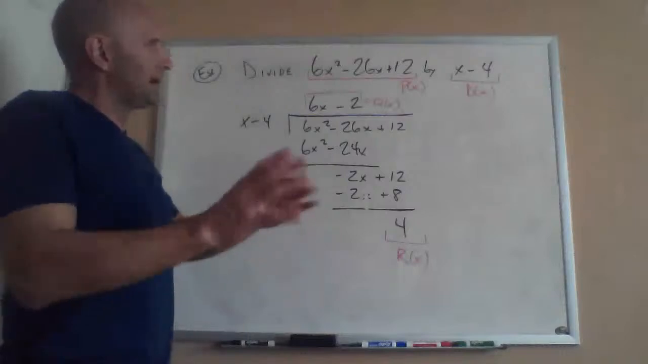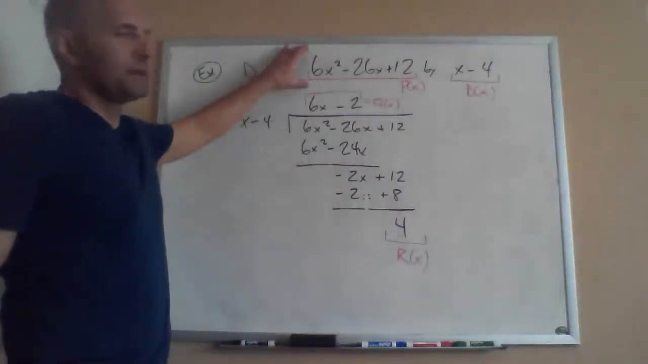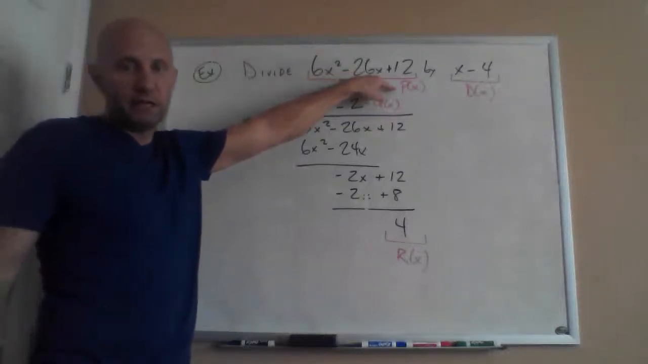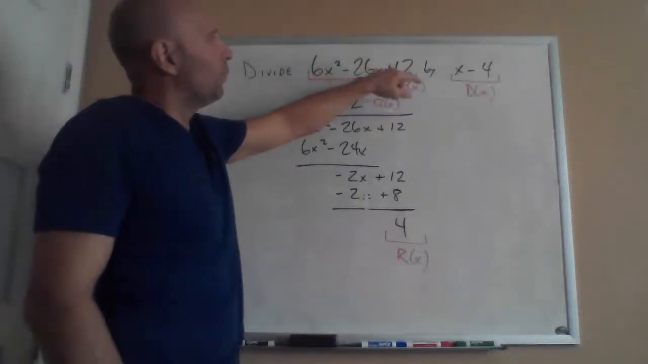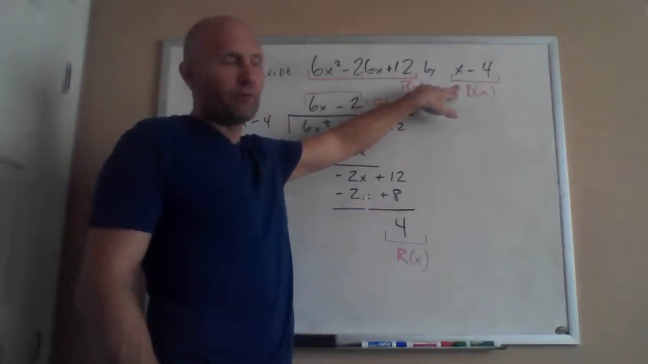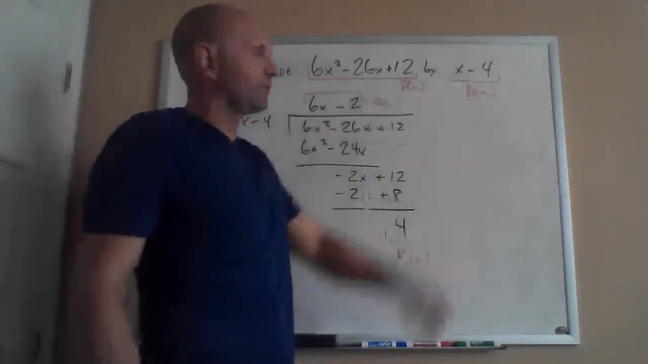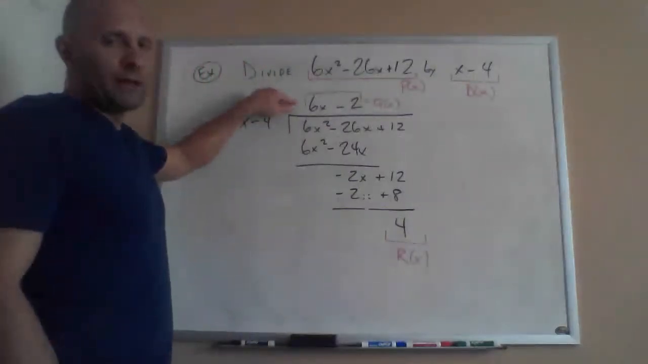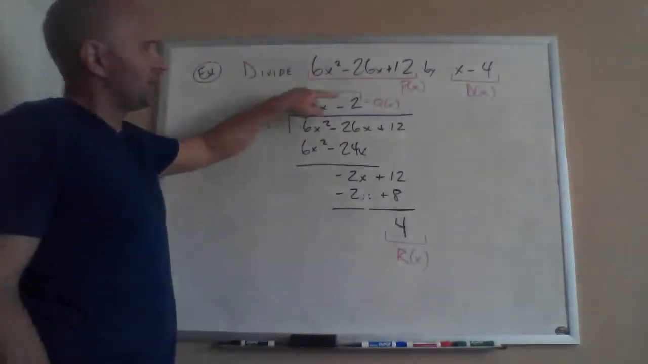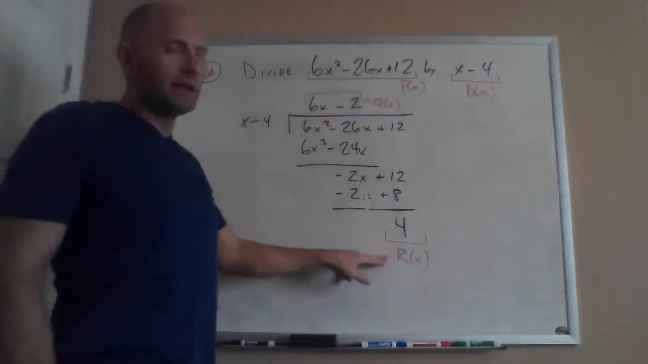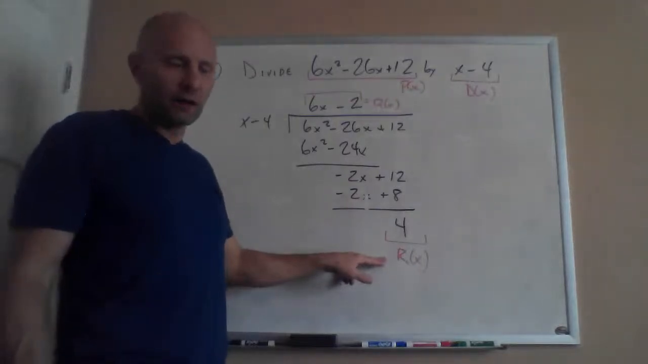So let me identify the parts for you guys. The piece that's being divided, that's just our polynomial, p of x. What it's being divided by, the divisor, that's d of x. What we end up with is the quotient, therefore q of x. And then any remainder piece, that's our r of x.